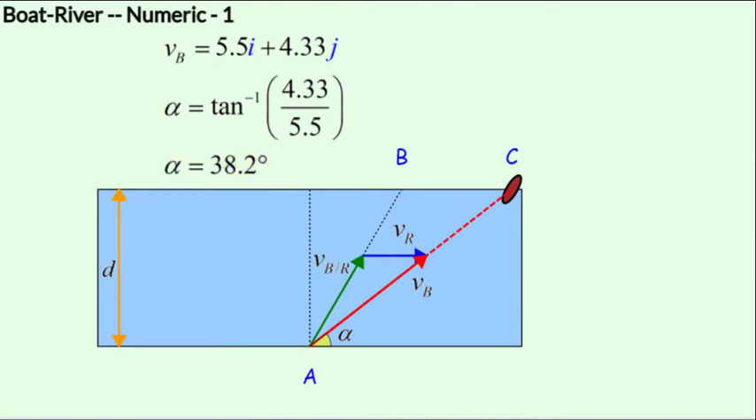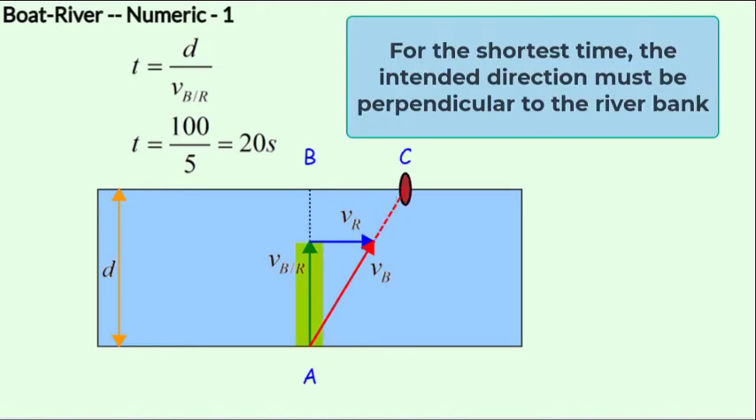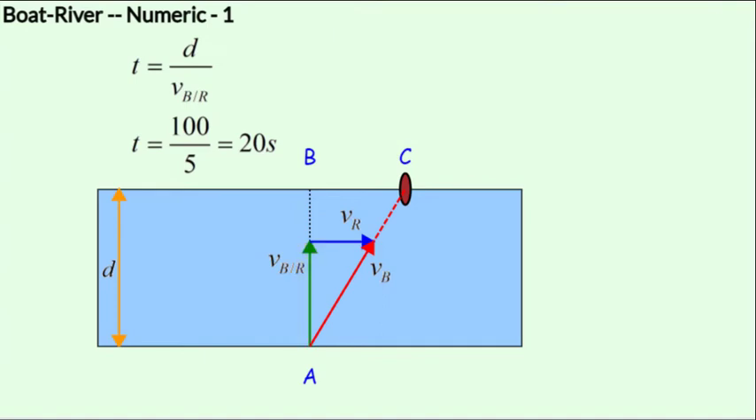What is the shortest time that the boat can cross over to the other side in? For the shortest time, the boat must head out perpendicular to the river bank. So our intended direction of travel must be perpendicular to the river bank, which means that the vector vb with respect to r must be perpendicular to the river bank. It has the same magnitude of 5, but the direction is now vertical. The river current vector will not change. It will continue pointing towards the right.